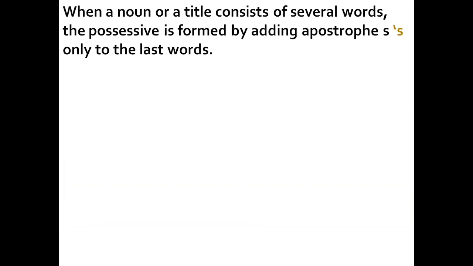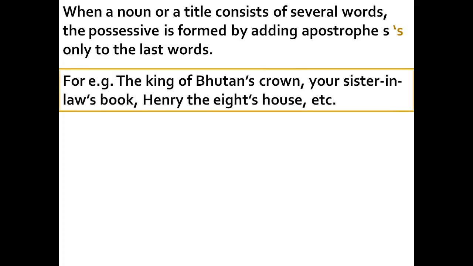When a noun or a title consists of several words, the possessive is formed by adding apostrophe S only to the last word. For example, the King of Bhutan's crown, your sister-in-law's book, Henry VIII's house, etc.